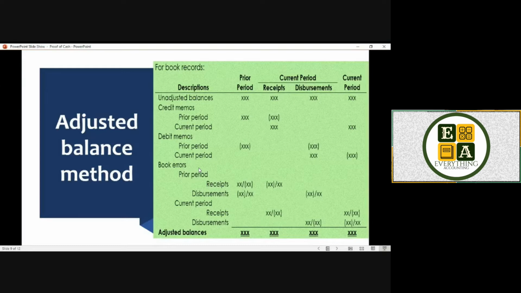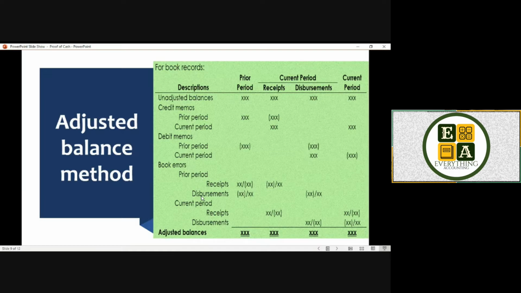Yung pinagkaiba lang for the presentation, what we're going to consider for credit memos, debit memos, and errors, we have to consider prior period and current period reconciliation. Especially with book errors. Kasi si book errors, dalawa yung titignan mo kay book errors. Receipts and disbursement. Okay? Both for prior and current period.